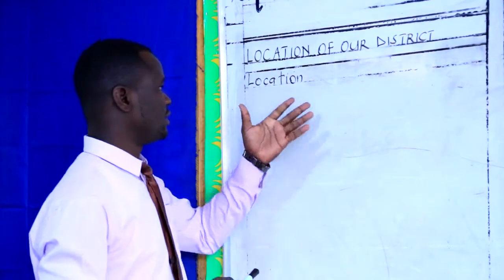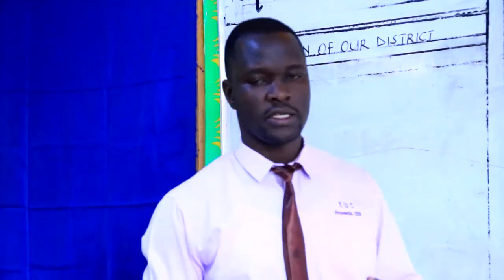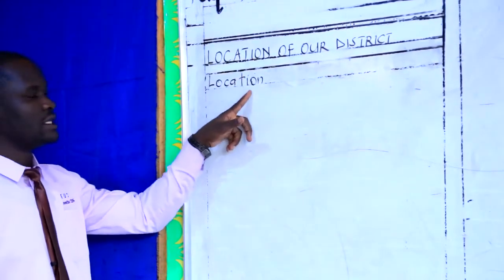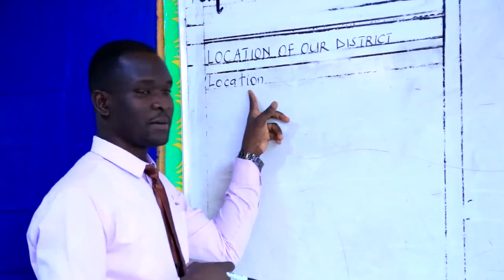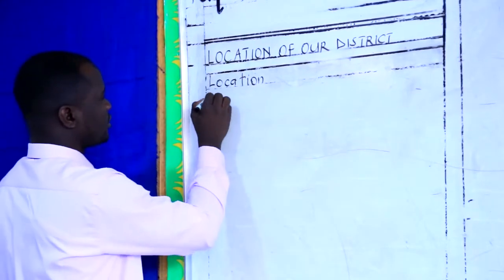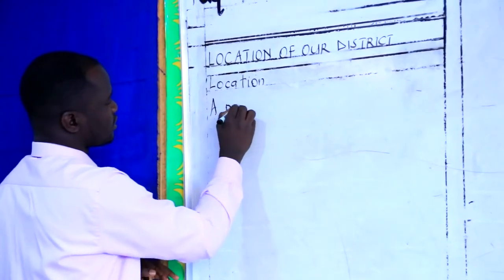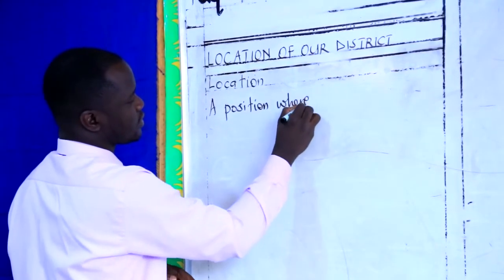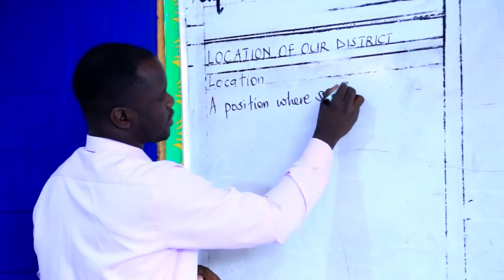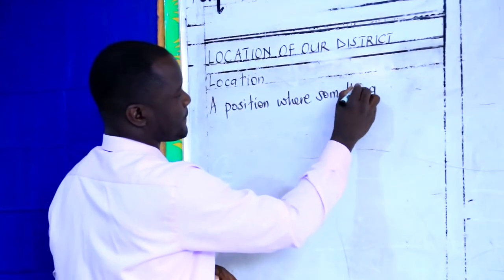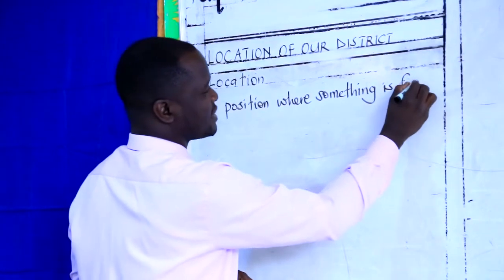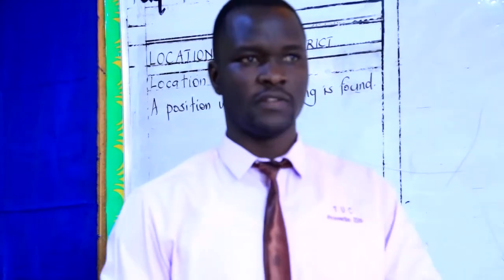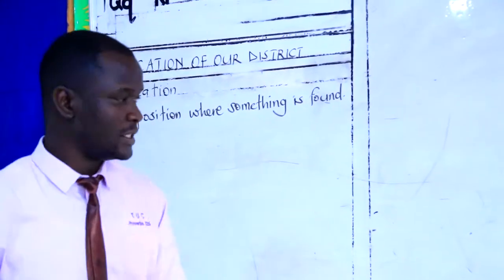What does location mean? The word location carries 2 definitions. One, we can say location means a position where something is found. It can be something or someone; where someone stays can also be the location of that person. So that is definition number 1.